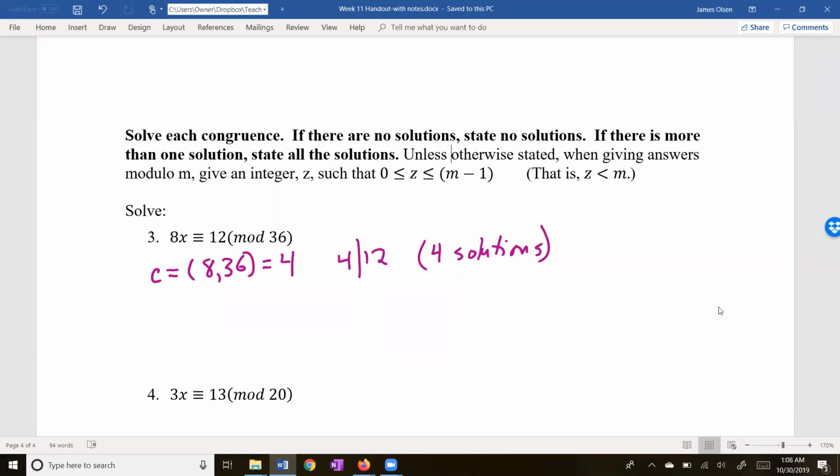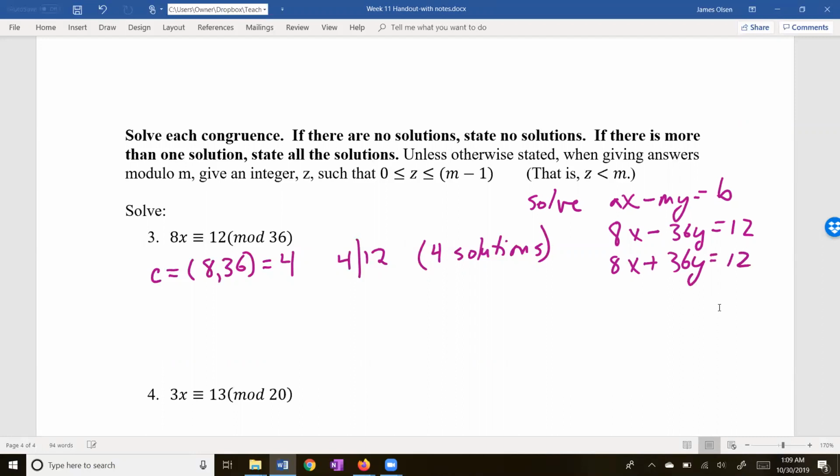Okay, according to our equivalence lemma, we're trying to solve ax minus my equals b, which means we're trying to solve 8x minus 36y is equal to 12. Now, the way this turns out, since we have positive and negative numbers, you can think of this as 8x plus 36y equals 12. Y is just a helping variable here. It's not really part of our answer.